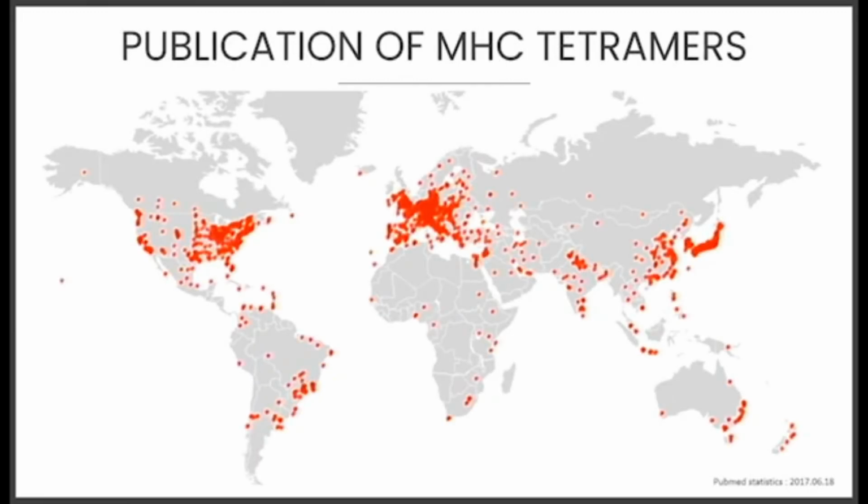This slide shows a global list of publications where researchers used MHC tetramers. The number of publications using MHC tetramers is increasing worldwide, particularly in the USA, Europe, Japan, and China. Many studies have been conducted in Asia, focusing on patients with cancer, infection, and autoimmune diseases. Therefore, we strongly believe that there are many novel opportunities for the application of this MHC tetramer technology in Asia.